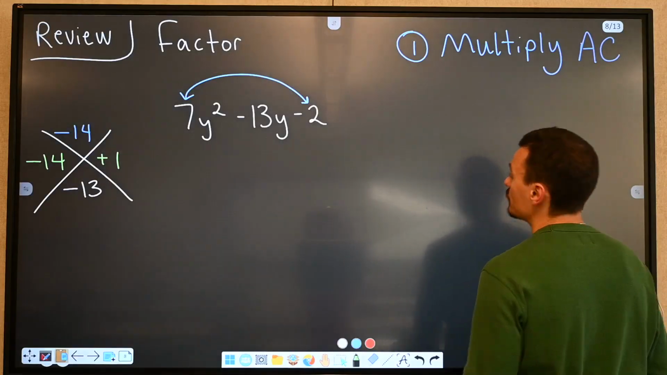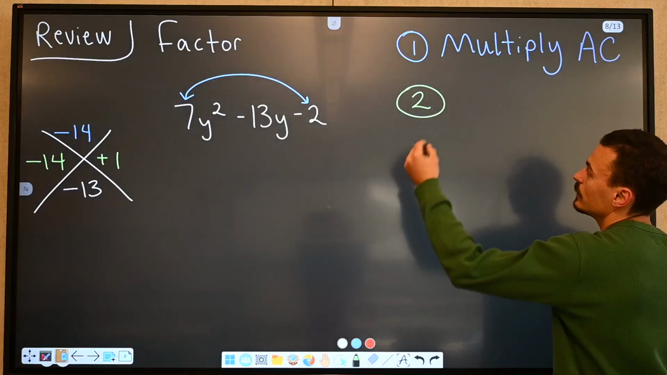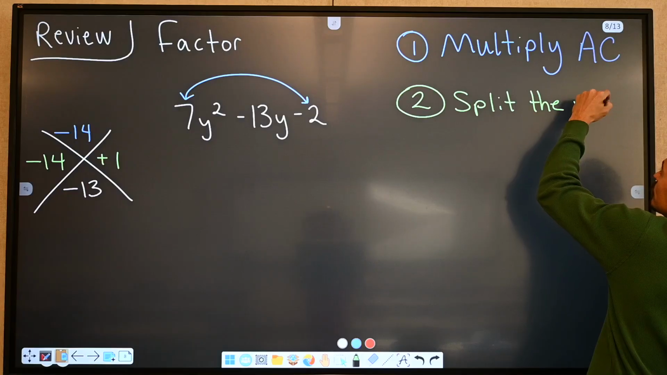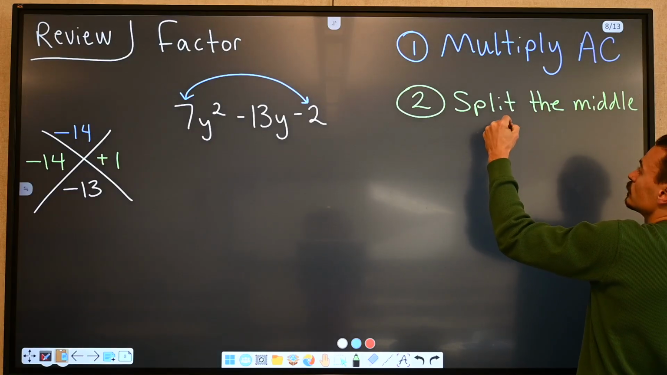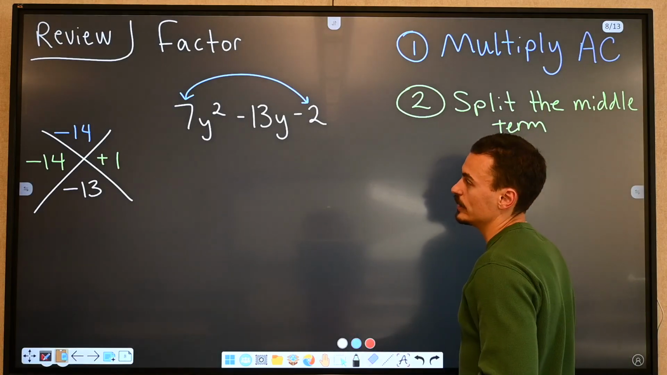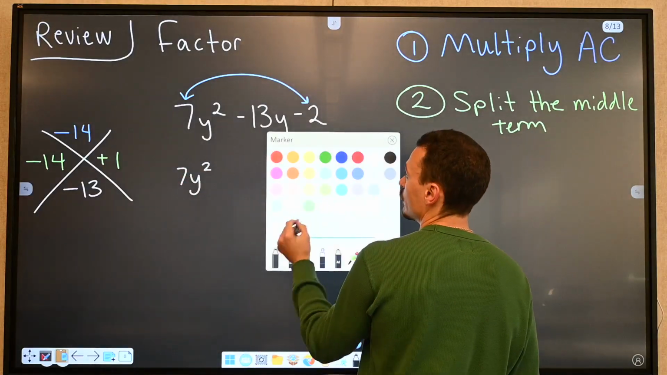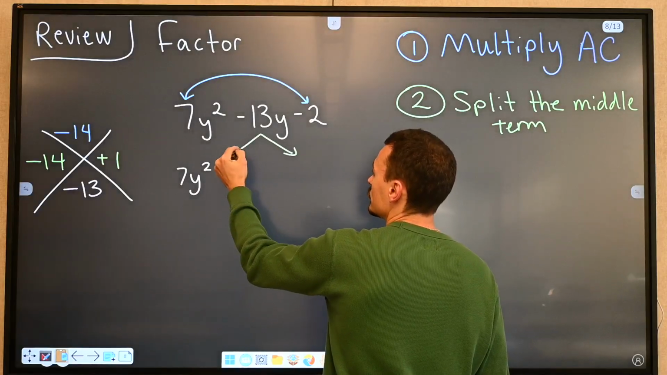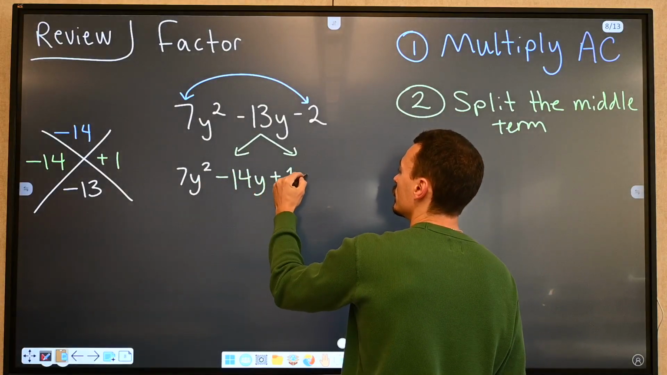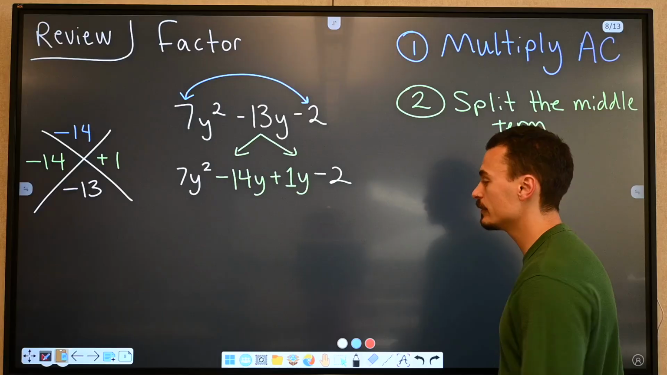Okay, then step 2 is split the middle term. This is if you missed yesterday, so I'm going kind of fast. You can also look at yesterday's notes. So now we will take 7y squared is the first term. We will split the second term. Minus 14y plus 1y minus 2. So we split the middle term.